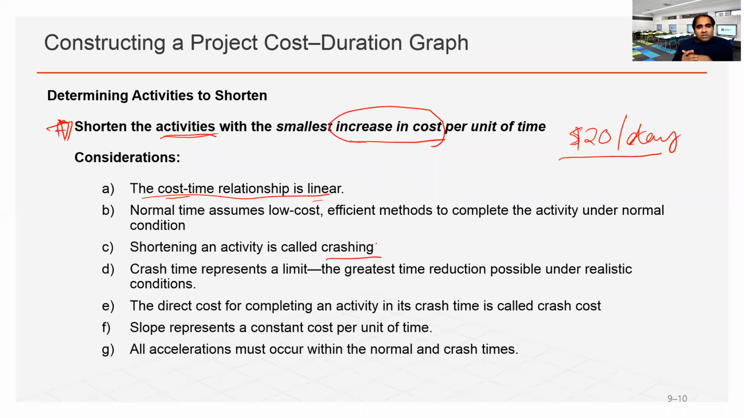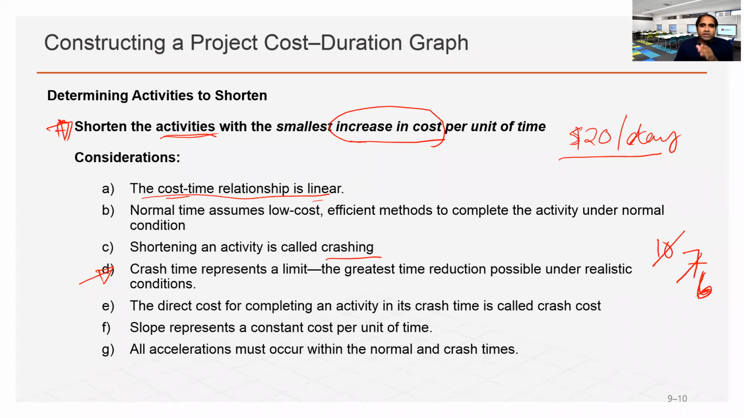Okay, some more considerations. Crash time represents a limit, the greatest time reduction possible under realistic conditions. That means there is a maximum limit on how much you can crash. From 10 days, if you crash it, maybe the maximum is 7 days, maybe 6 days. So the maximum crashing time, or the minimum possible realistic duration, is that you can't go below 6 days or 5 days. That should be determined. So the crash time represents a limit and the greatest time reduction possible under any realistic condition.